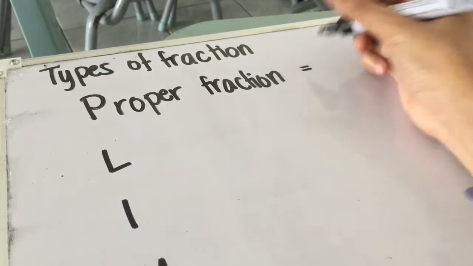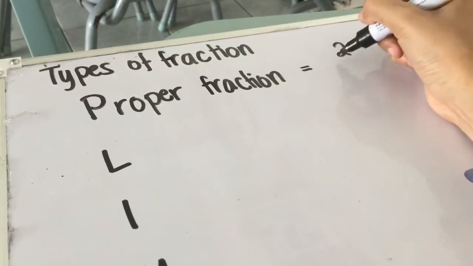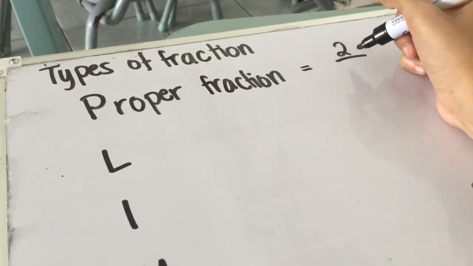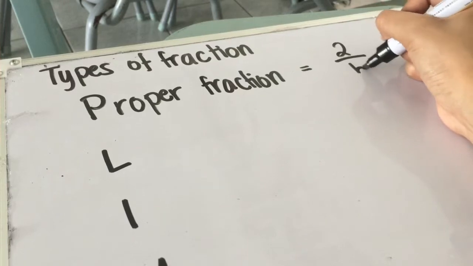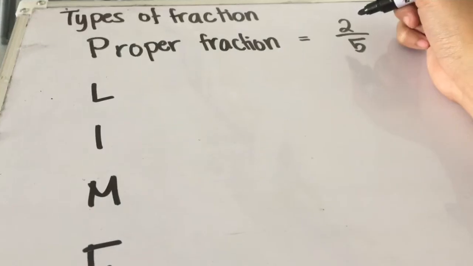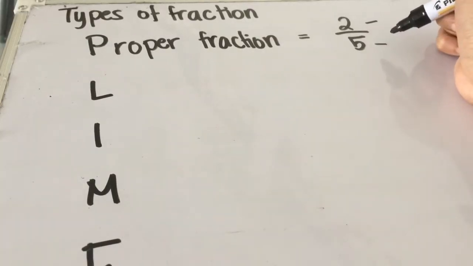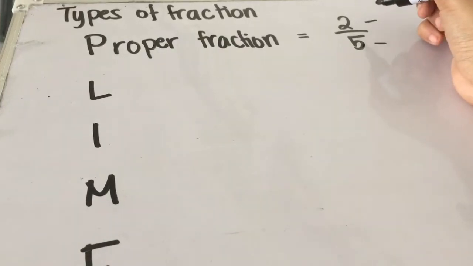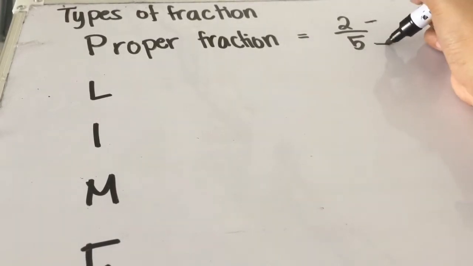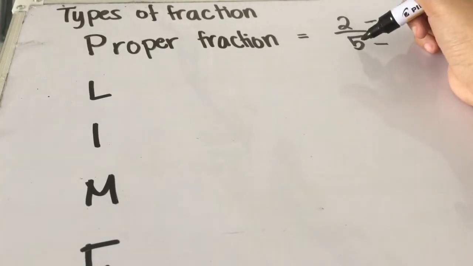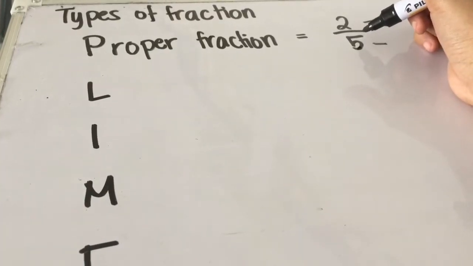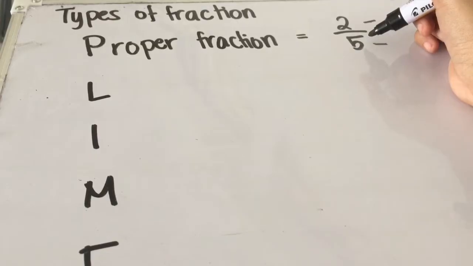For example, 2 all over 5. So as you can see, this is our numerator and this is our denominator. So it says here that in a proper fraction, the numerator is smaller than the denominator. So 2 is less than 5. So this is an example of proper fraction.